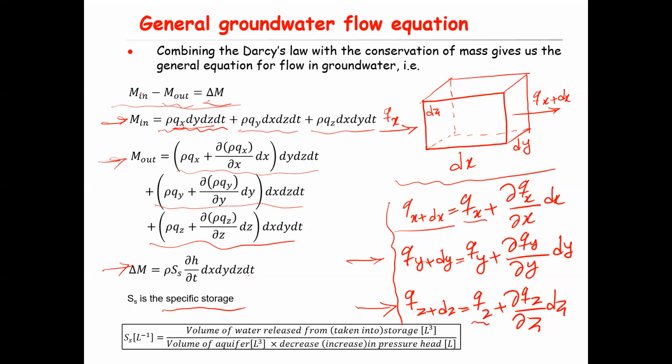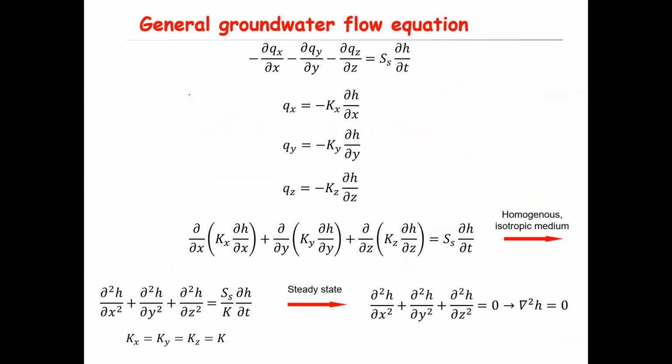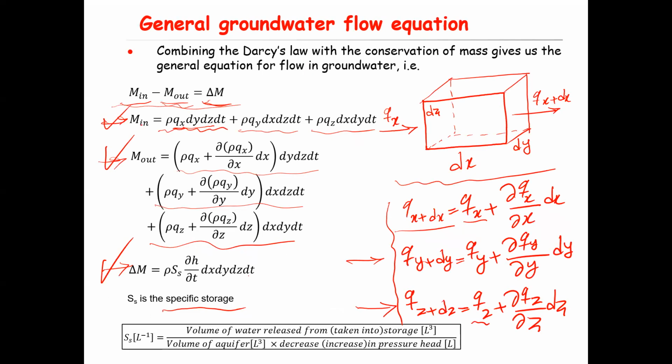Anyway, you now have an equation for M in, an equation for M out, and an equation for delta M. If you plug these three terms into this equation, you can show that minus the derivative of qx with respect to x, minus the derivative of qy with respect to y, and minus the derivative of qz with respect to z is equal to SS times the derivative of the pressure head with respect to time. That is very easy to calculate. Look here, if you write M in minus M out, this rho qx dy dz dt will be cancelled out by this rho qx dy dz dt.